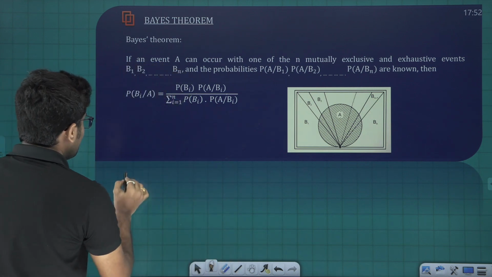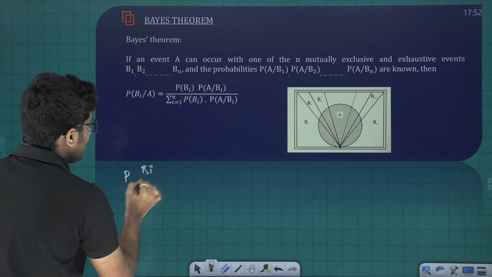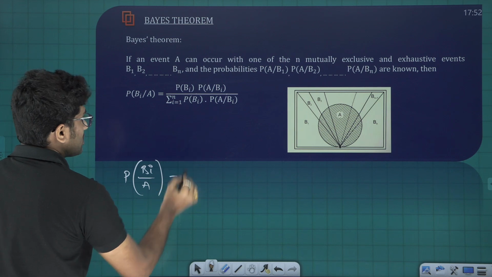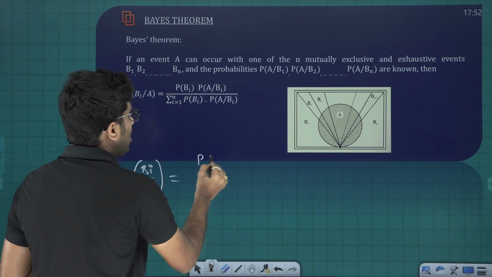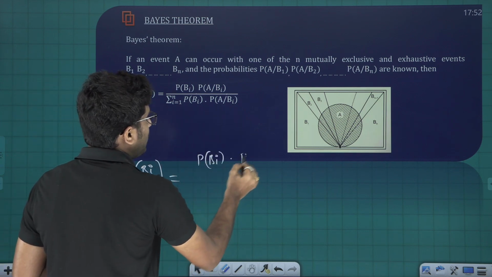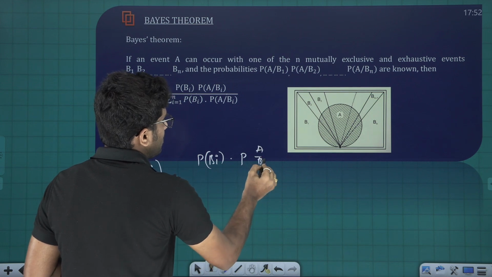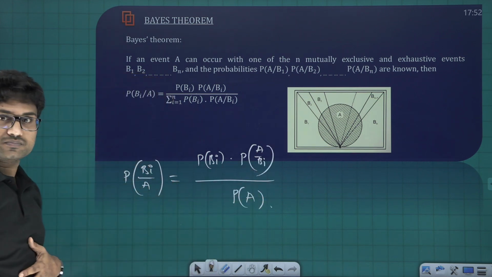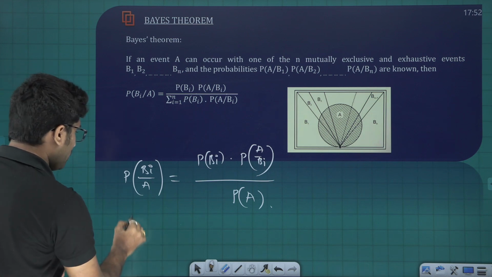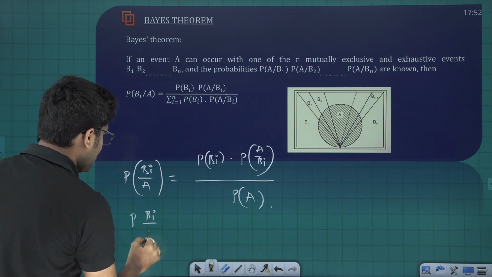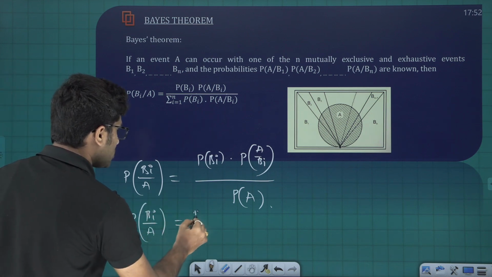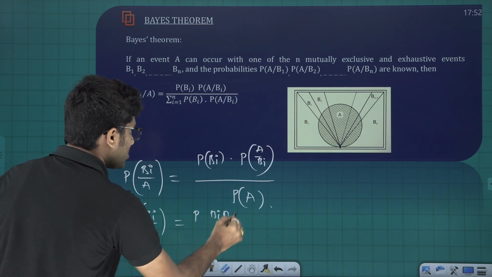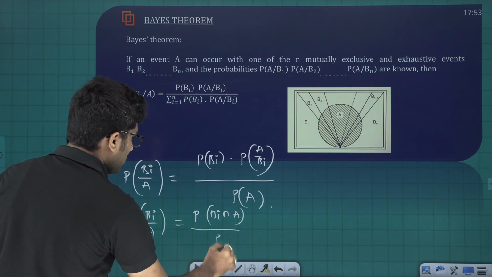So in that case, P of Bi given A will be equal to one among them, P of that Bi into P of A given Bi, divided by P of A. Clear? Or in simple words, by using conditional probability, P of Bi given A is equal to P of Bi intersection A divided by P of A.